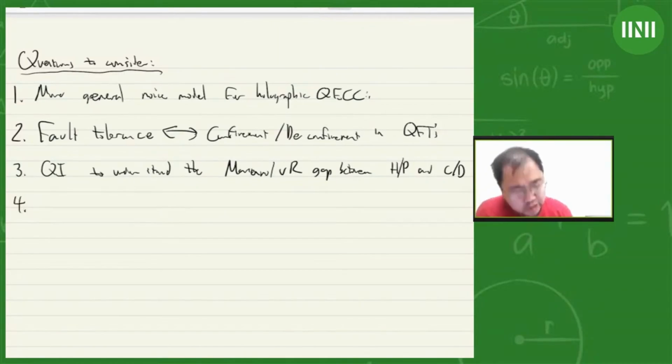And then fourth, and maybe most ambitiously, can you ask questions about the mass gap by using ideas from quantum error correction or fault tolerance?